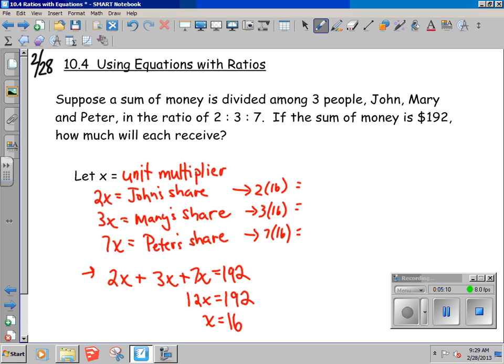That's easy, until you have to put a bunch of numbers together. 2 times 16 is 32. 3 times 16 is 48. 7 times 16 is 112. Good. We're done.